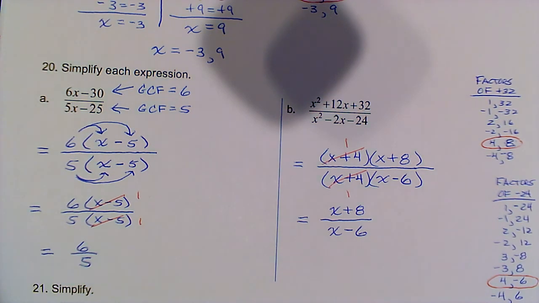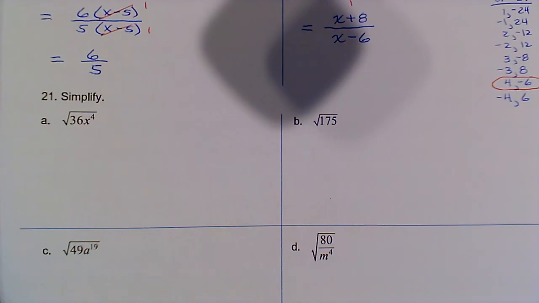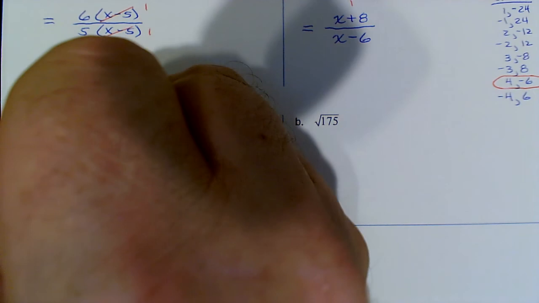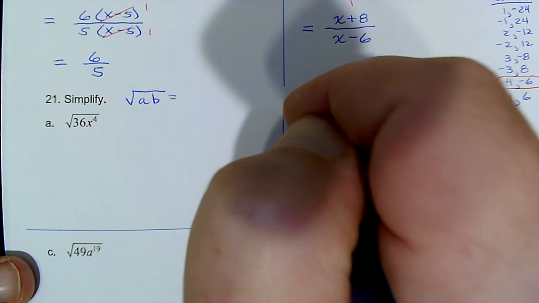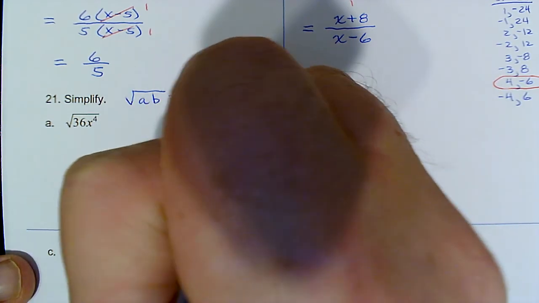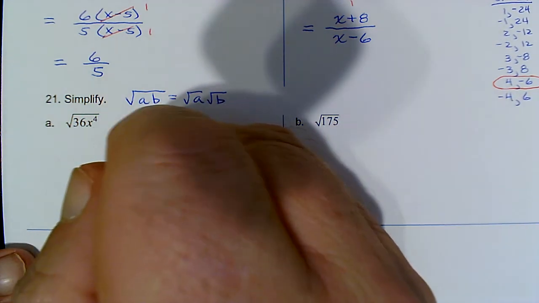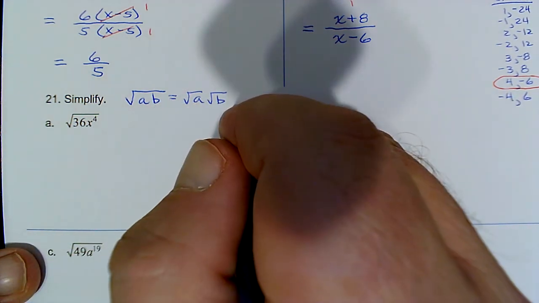Okay, then the last set of questions have to do with radicals, and remember we have a couple rules for radicals. Radicals are really powers, and here we have the square root of a product property. Square root of a product is the product of their square roots. So square root of AB is the square root of A times the square root of B.